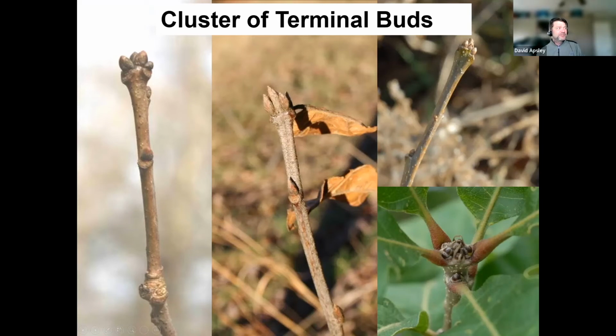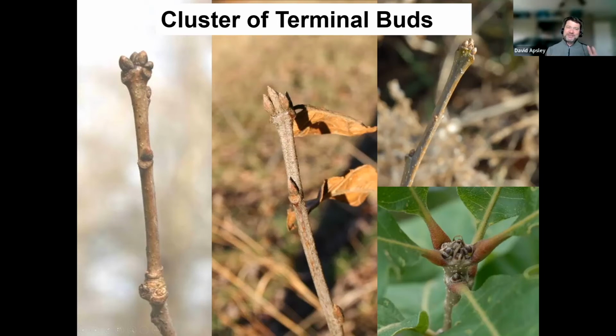These are all oaks, just to show you that they're all clusters of buds. Some are more rounded, some are more pointed. Typically the red oak group is more pointed. The white oak group is more rounded. And then there's a few that are odd, like bur oak has these little claw-like structures around the buds called stipules. So you can identify oaks by twigs in the winter.